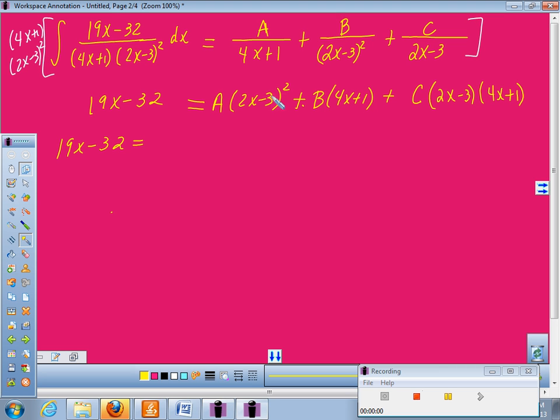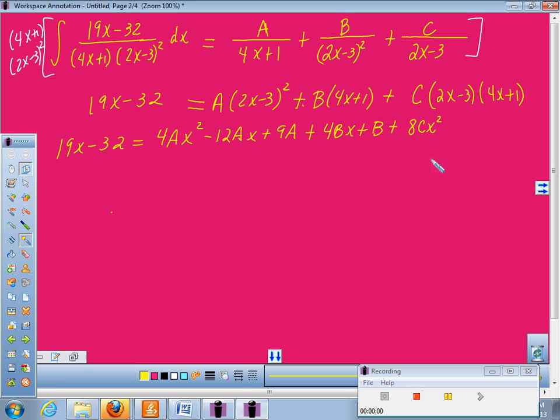Okay. So, can we all FOIL this and distribute A at the same time? Because that's quantity squared. So that's going to be 4a x squared minus 12ax plus 9a. B's not bad, 4bx plus b. And then the C we also need to FOIL and try to distribute if we can. 4 times 2 would be 8cx squared.